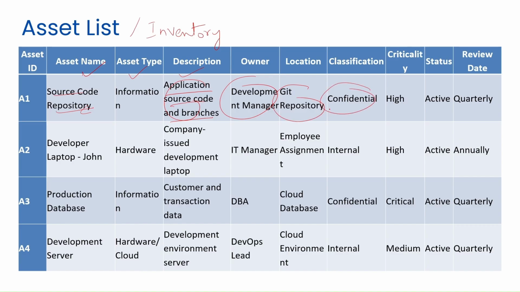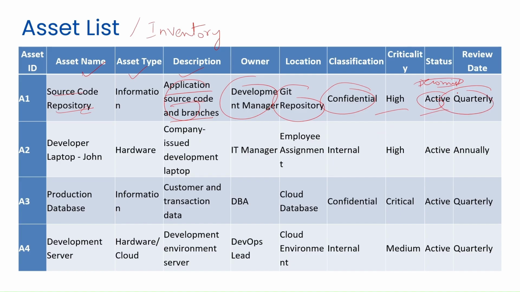How are you classifying it, whether it is confidential, internal, or public, and the criticality also you can mention. And you can give the status, whether it is active or not, because sometimes devices do get decommissioned. At that point of time you can just mention decommissioned, or if it is still active and in use, then you can put it as active.